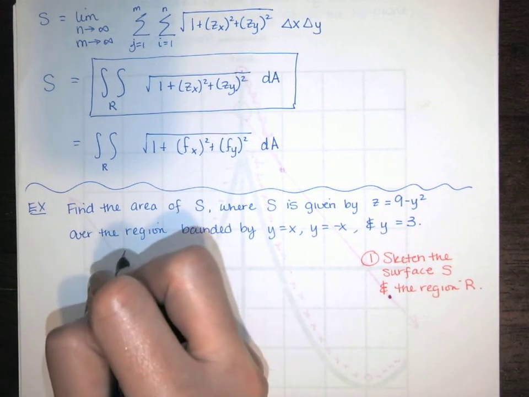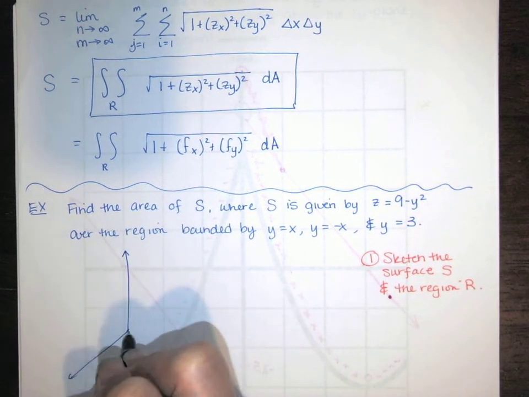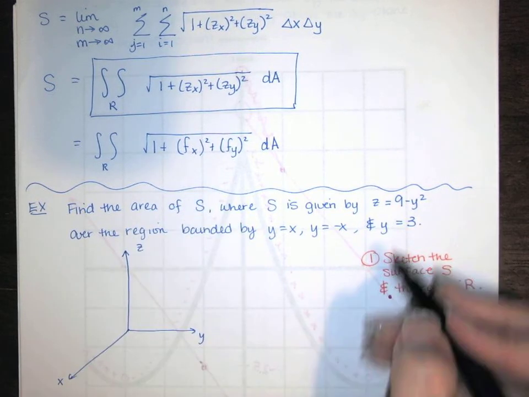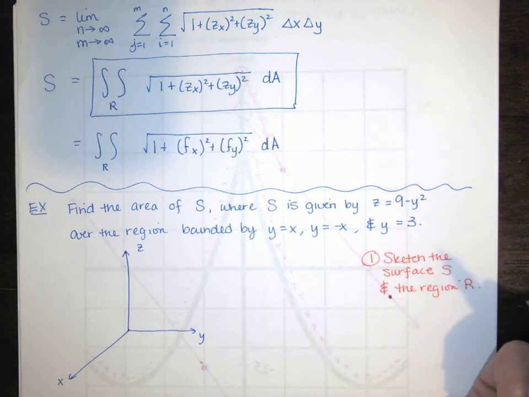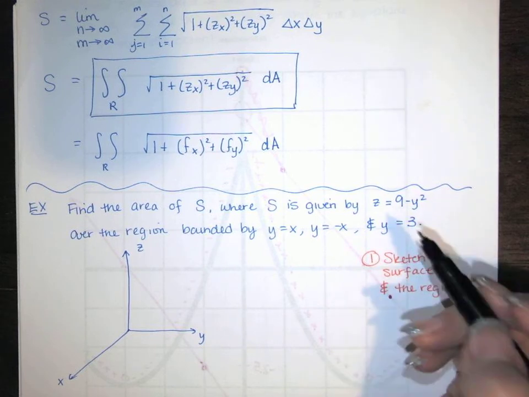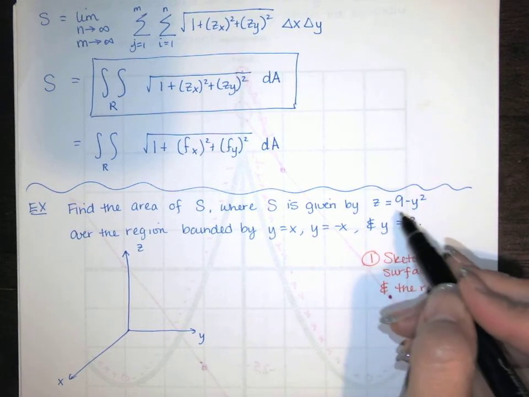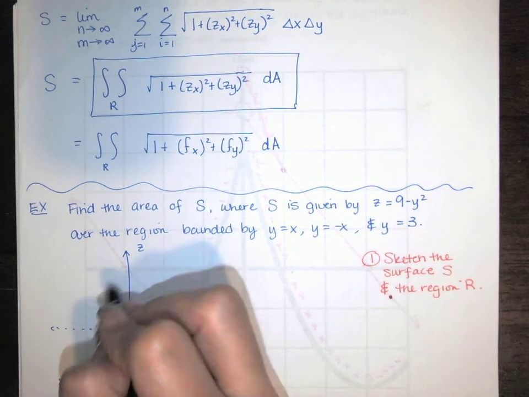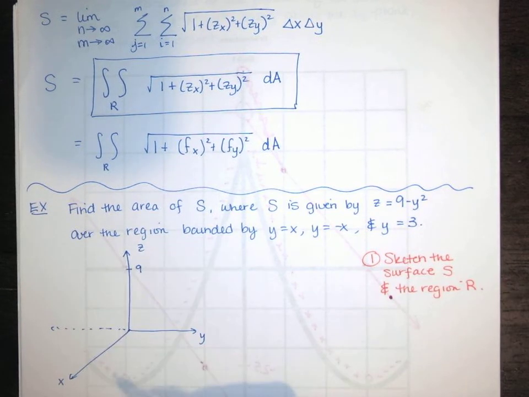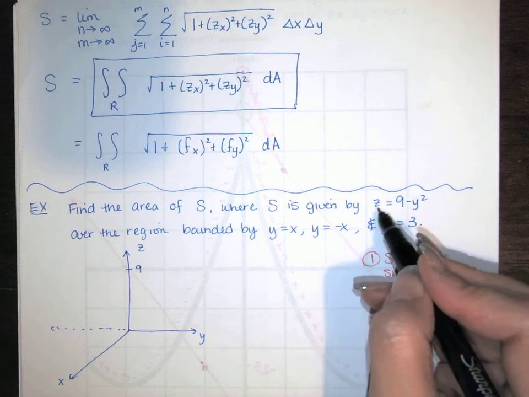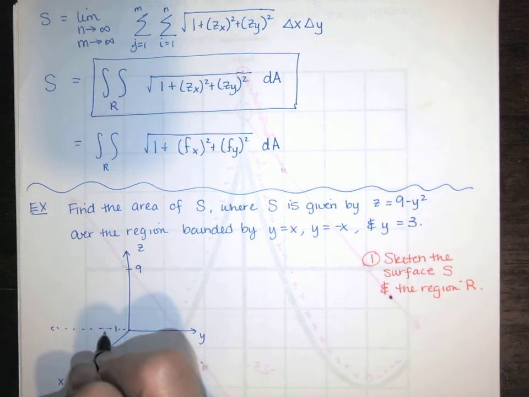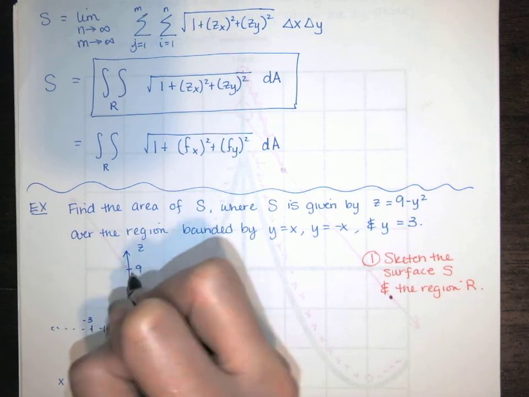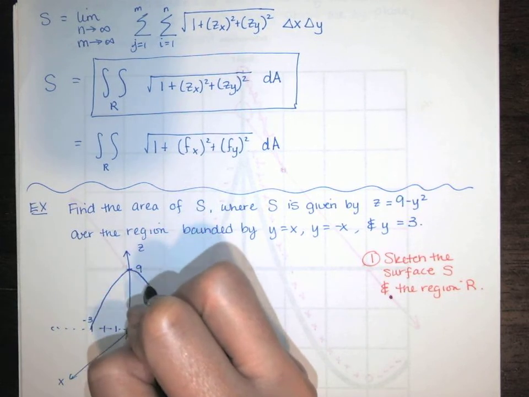Okay, so let's say we're over here, and I've got z equals 9 minus y squared. Well, that's a cylinder. That's just a parabola facing down in the yz plane. When y is 0, z is 9. When z is 0, y equals plus or minus 3. And so our graph looks like this.